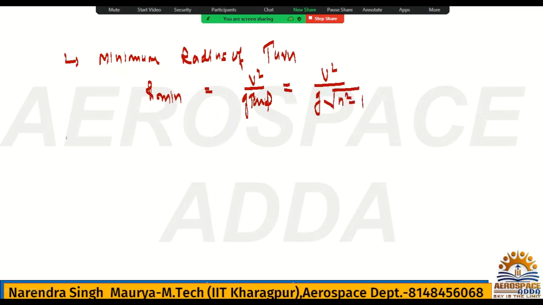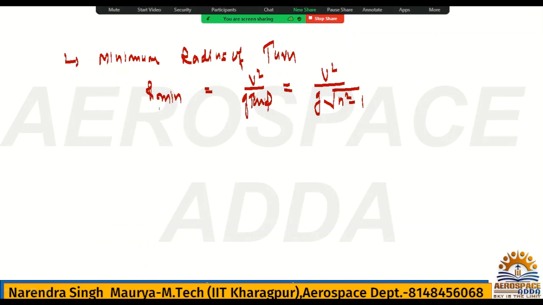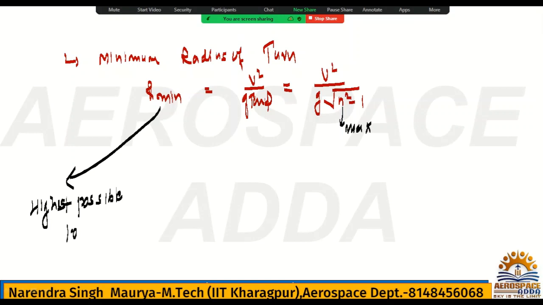So to minimize the radius of turn, what should you have? You should have the highest possible velocity. Yes or no? To minimize the radius of turn, the highest possible n should be maximum, this value should be maximum, because if this denominator is maximum, then obviously this r will be minimum. So highest possible load factor.